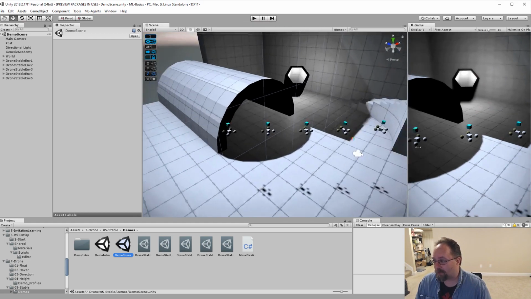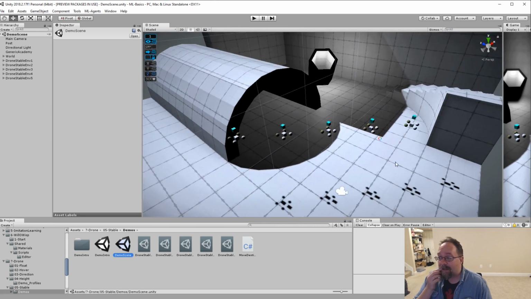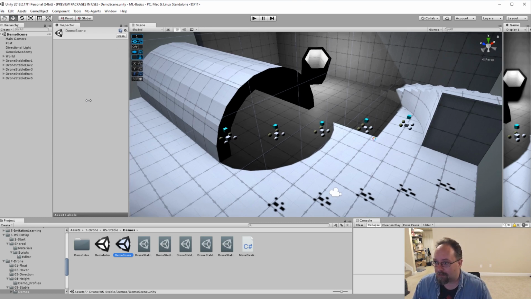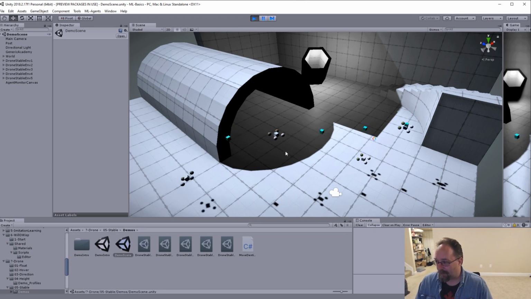So these are the same ones. I didn't train 2, I trained 5 of them, and they all have some different behaviors, and there's a reason why I have another demo scene. So I'll just leave that there. Okay, we'll go ahead and hit play, and we'll see some of these behaviors.